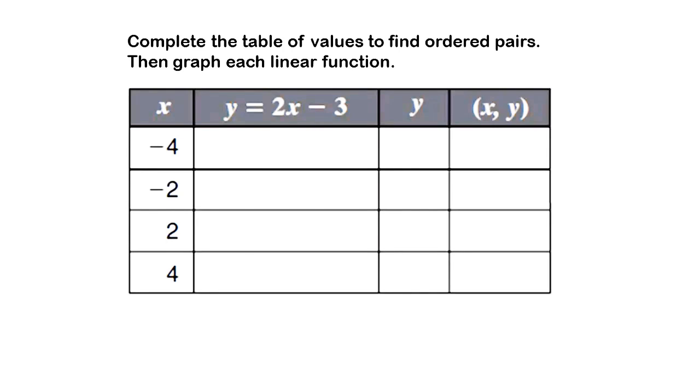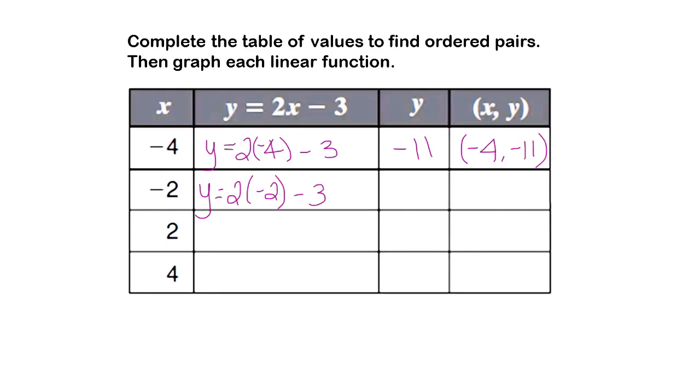So right now, let's plug in the value for x. So I have y equals 2 times negative 4 minus 3. 2 times negative 4 is negative 8. Negative 8 minus 3 is negative 11. So our ordered pair would be negative 4, negative 11. And then the next one, we plug in negative 2. So 2 times negative 2 is negative 4. Negative 4 minus 3 is negative 7. So we have negative 2, negative 7.